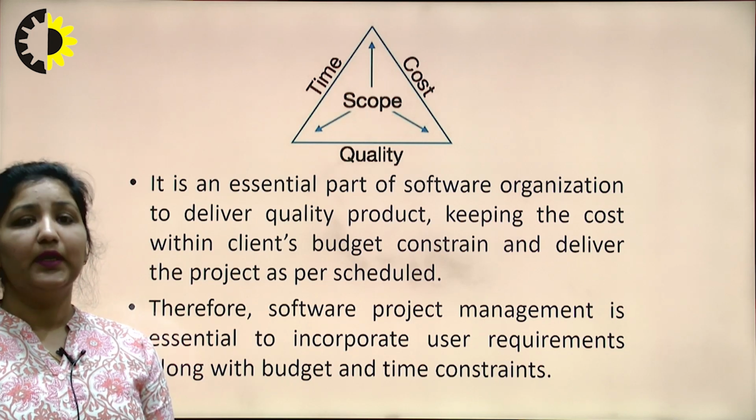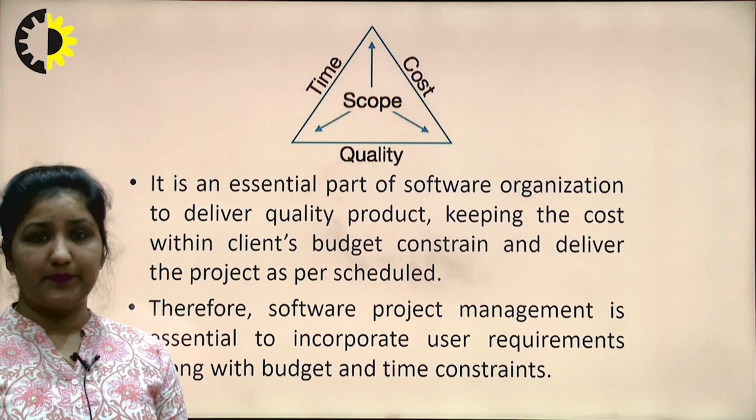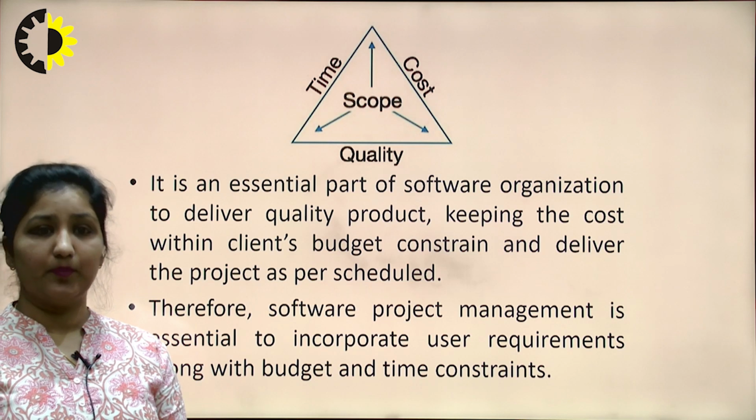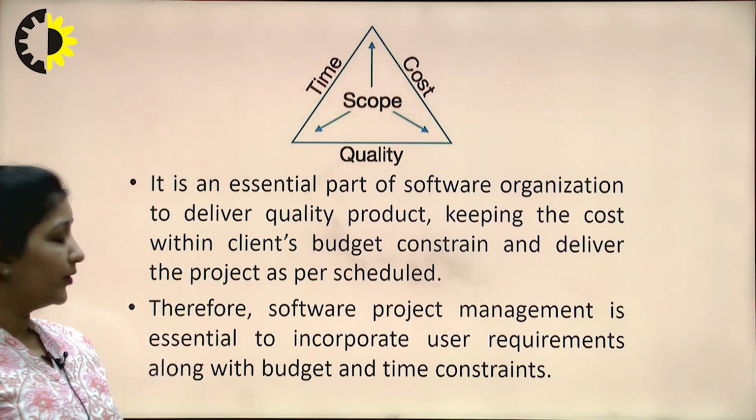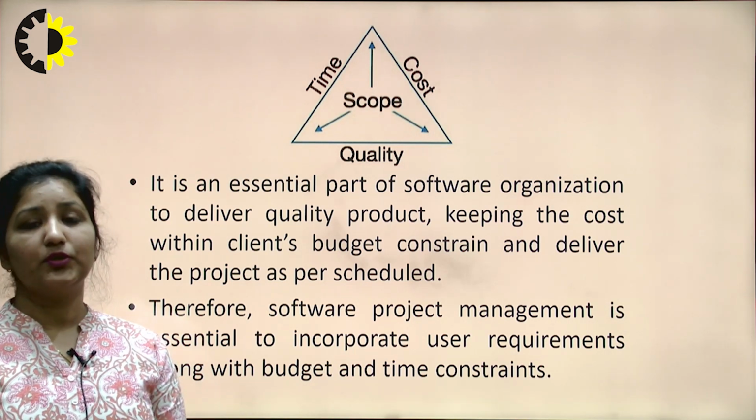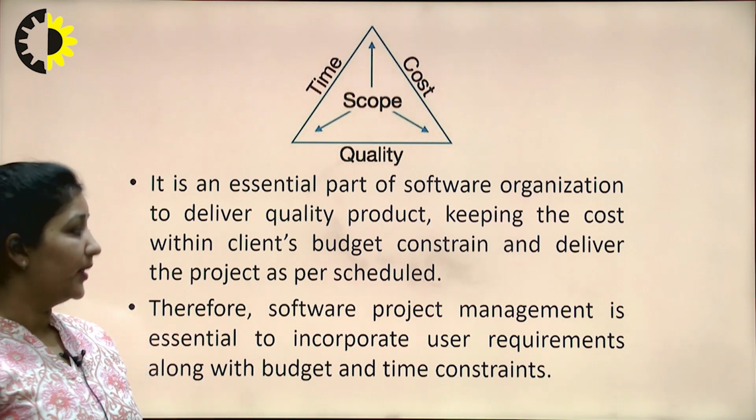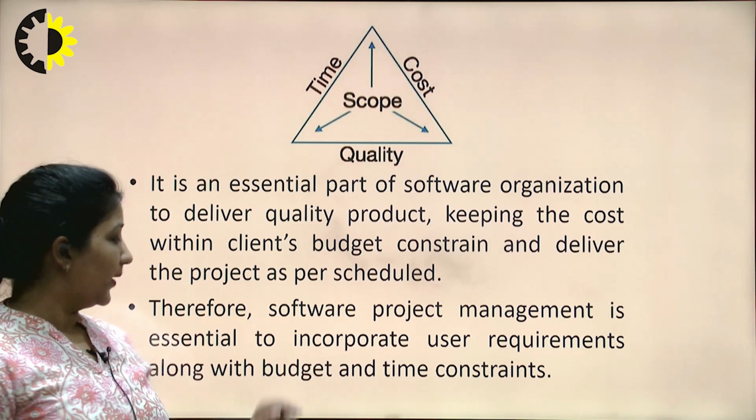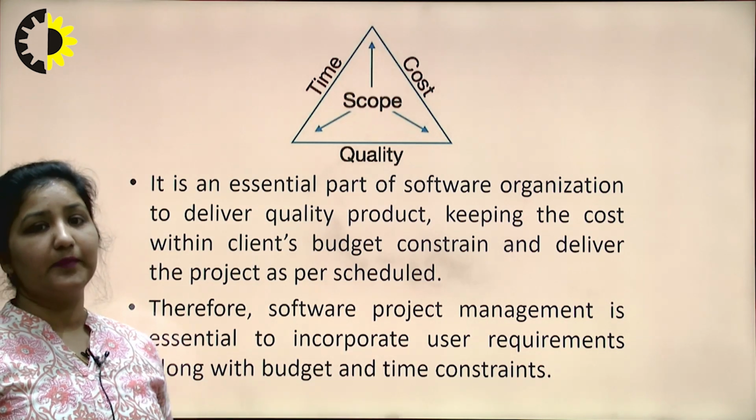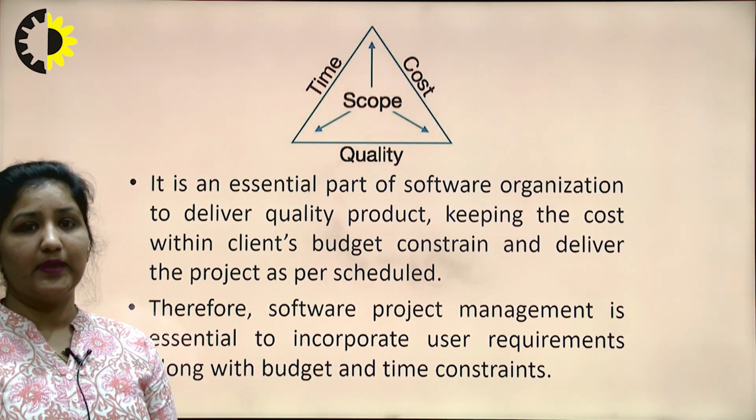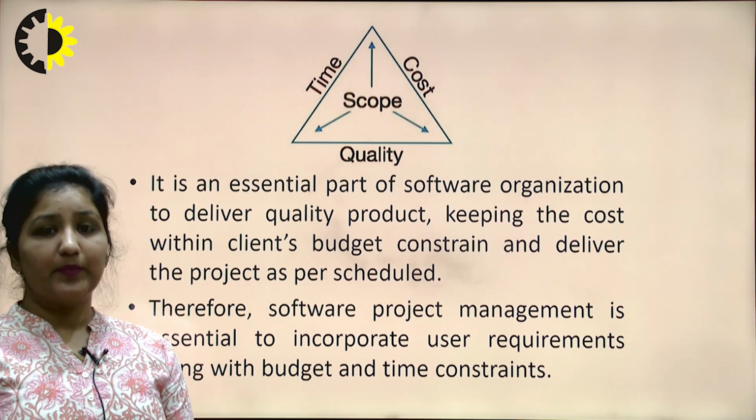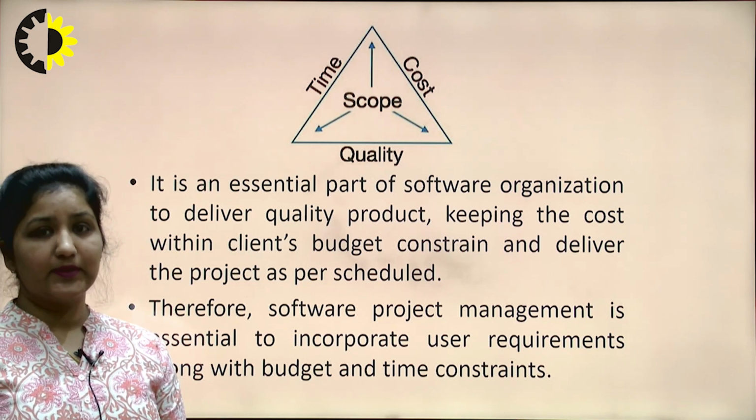And thirdly, it should be delivered within the time period. So time constraint again becomes an important part. Therefore, in software project management, it is essential to incorporate the requirements along with the budget and time. So we need to have the user requirements along with the budget and the time. So these three things, time, cost and quality, become an important aspect in SPM.